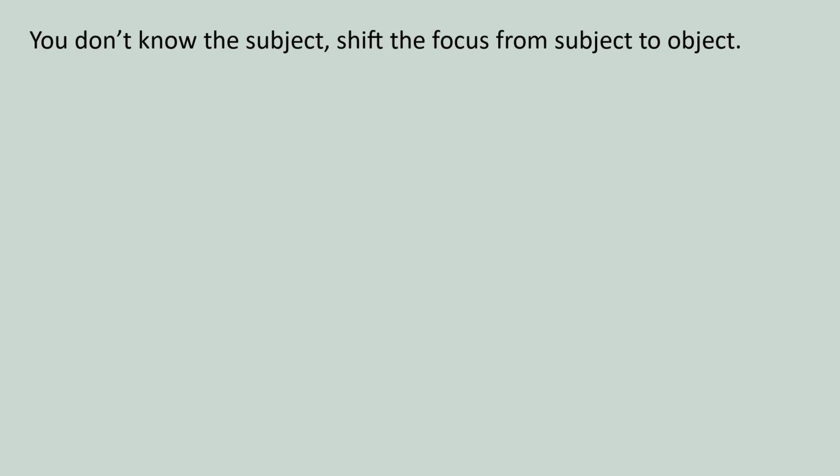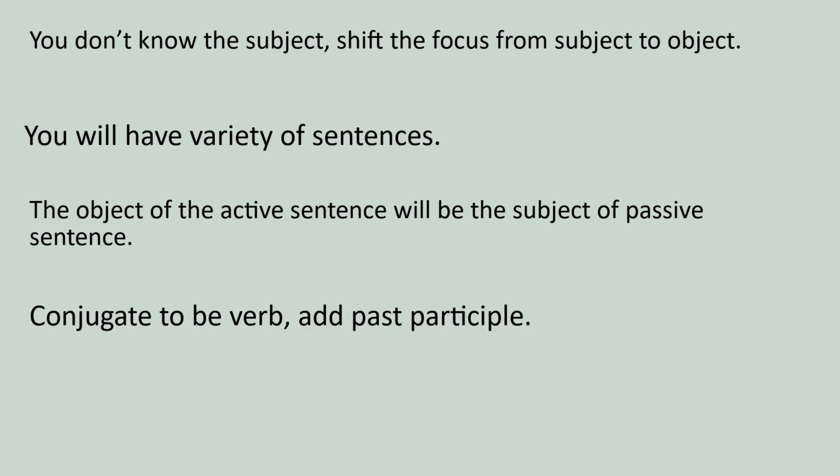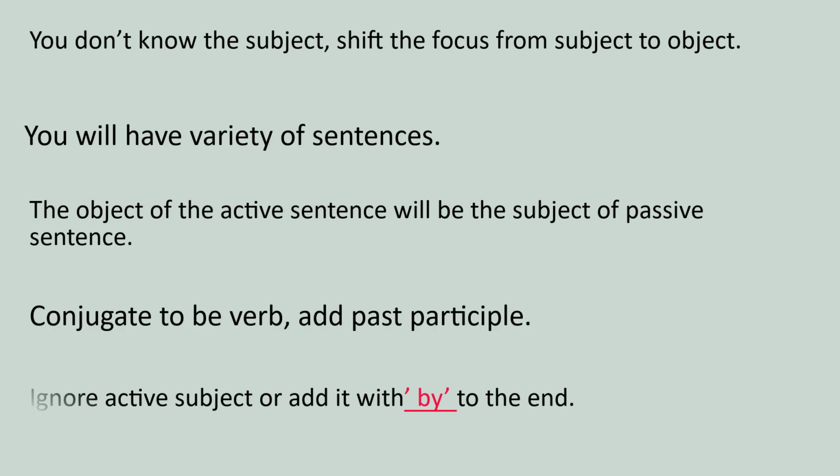Quick recap. We can use passive voice when you don't know the subject. Shift the focus from subject to object. You will have a variety of sentences when you use passive voice. And then there will be 4 steps. The object of the active sentence will be the subject of the passive sentence. You should conjugate the to be verb and add the past participle. And you can ignore the active subject or add it with by to the end of the sentence.